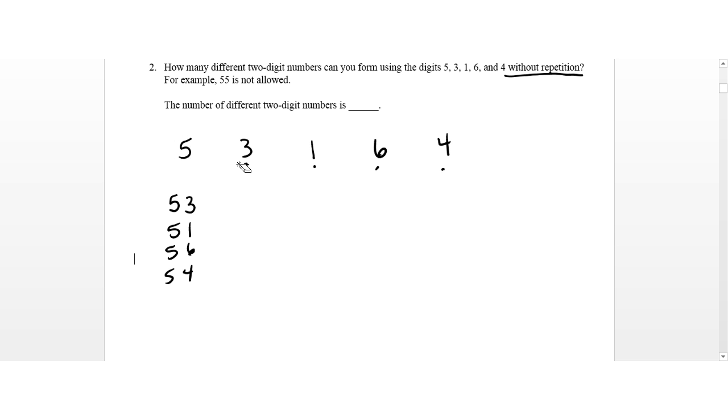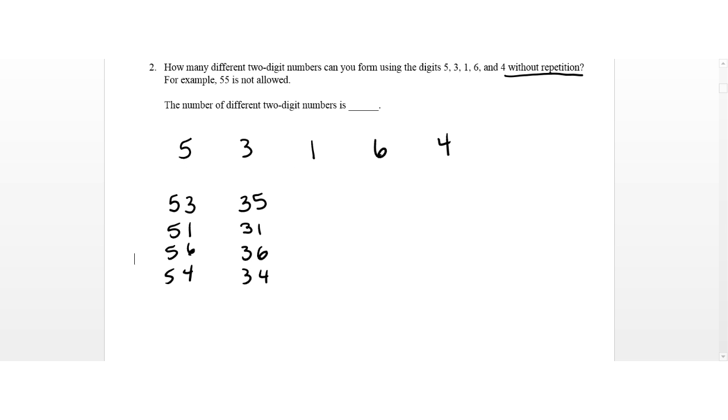So now we'll move to the next digit, which is our 3. So of course 35 is an option, 33 is not an option, but 31 is an option, 36 is an option, and 34 is an option.